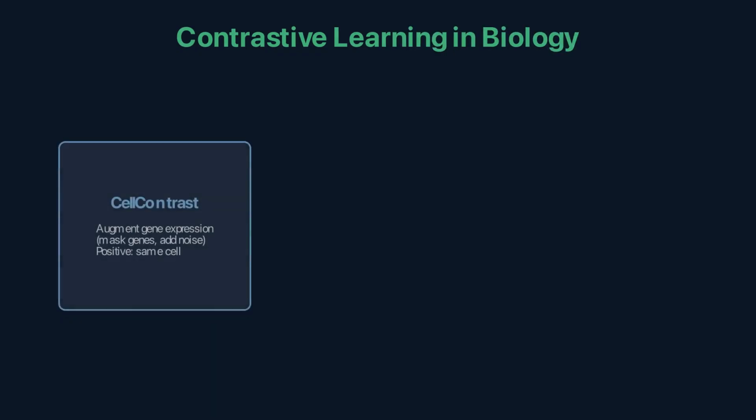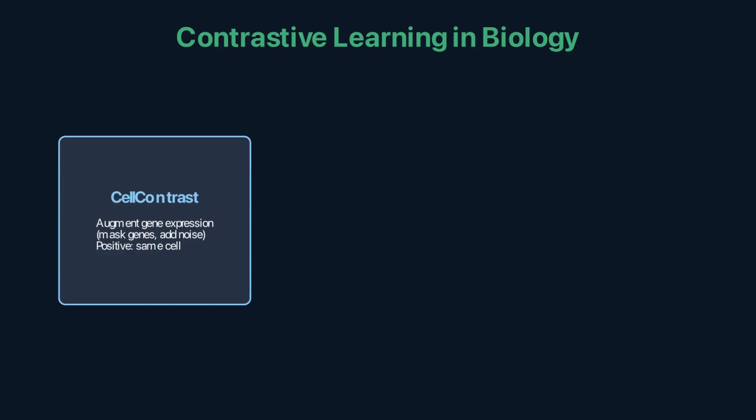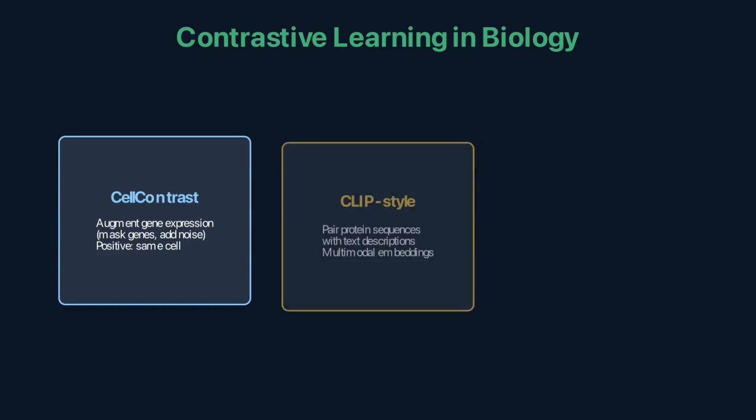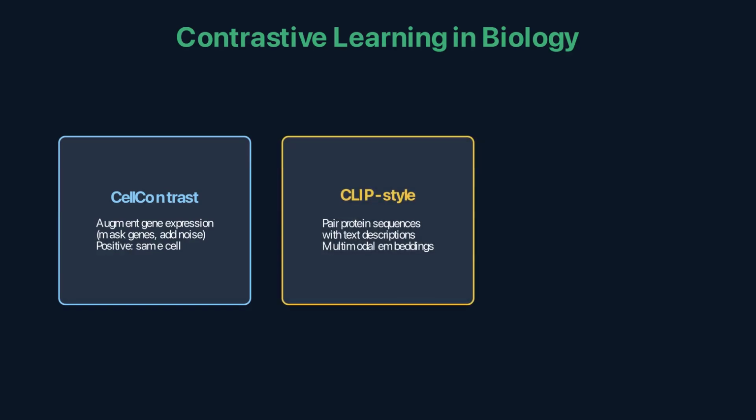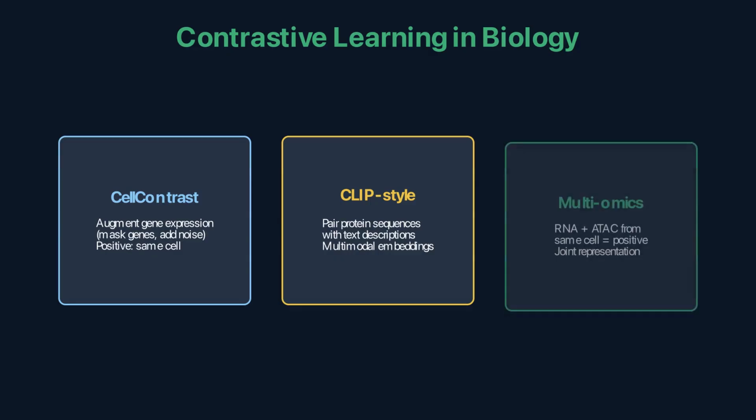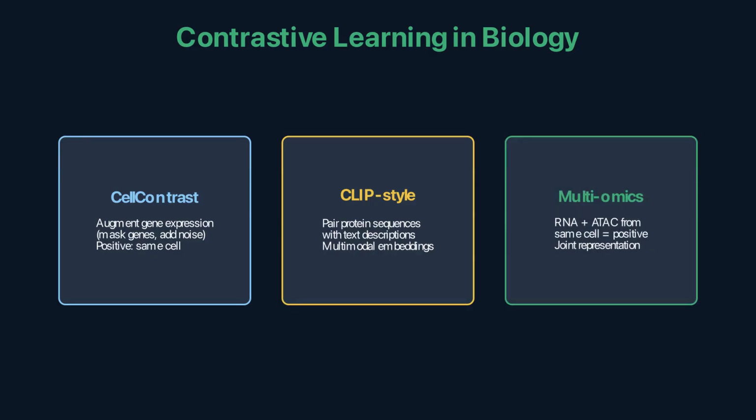Contrastive learning adapts naturally to biology. CellContrast augments gene expression profiles, masking random genes, adding expression noise to create positive pairs from the same cell. Cells of the same type cluster in the learned embedding. CLIP-style multimodal learning pairs protein sequences with text descriptions of their function. The embedding learns to align sequence and language, enabling text-based protein retrieval.